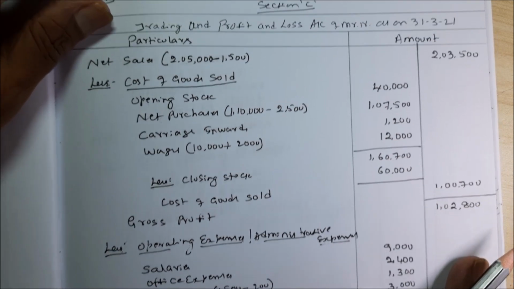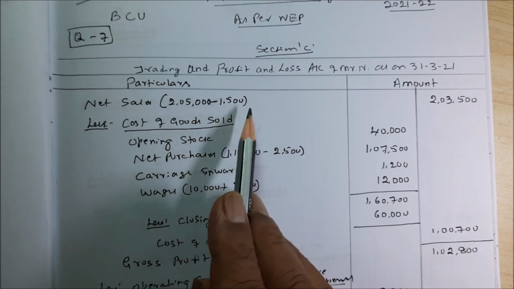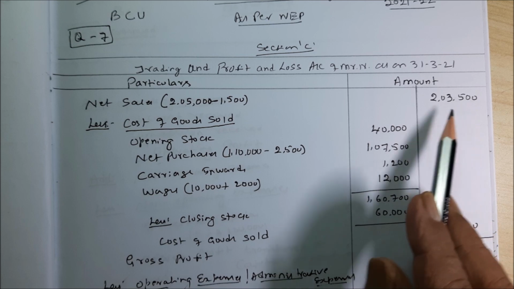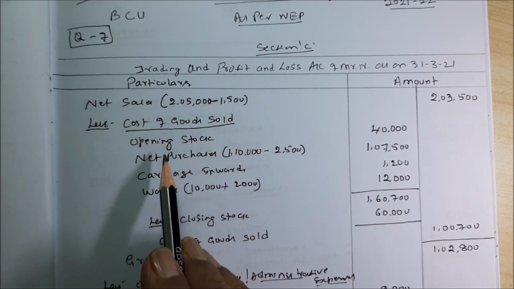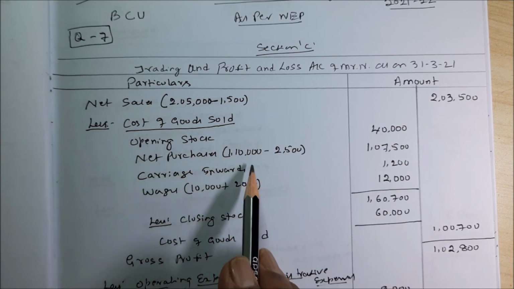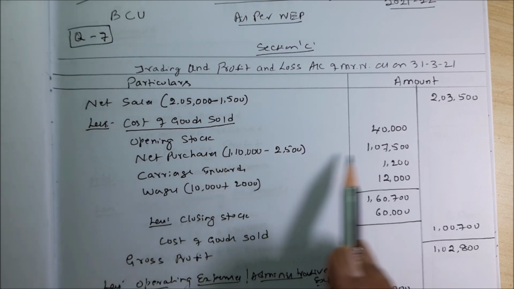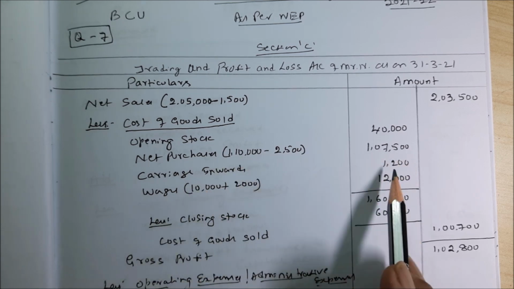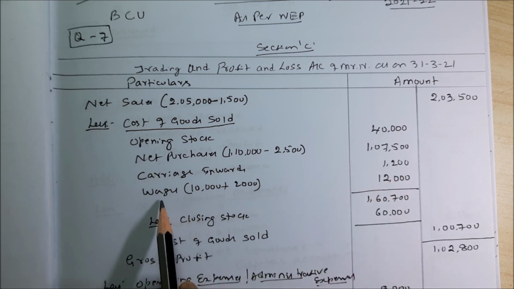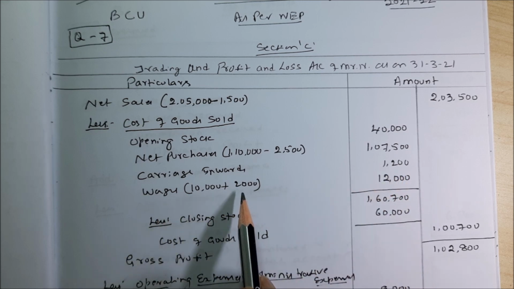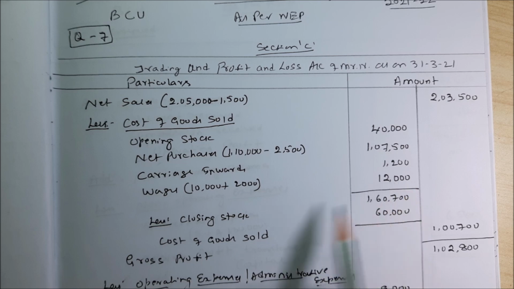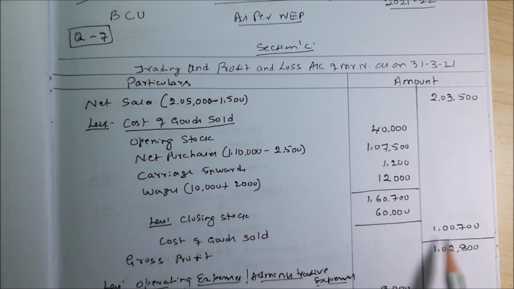2,05,000 minus 1,500, then it comes to 2,03,500. Less cost of goods sold: opening stock, net purchases minus the returns 1,07,500, carriage inwards 1,200, then wages 10,000 plus outstanding 2,000, then it comes to 12,000. Then take out the closing stock, then you will get cost of goods sold 1,07,000.